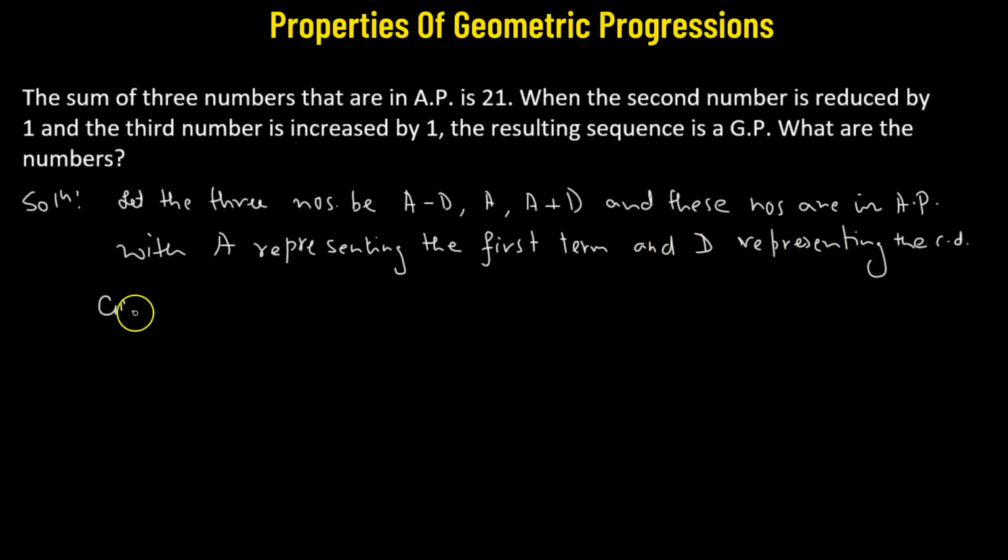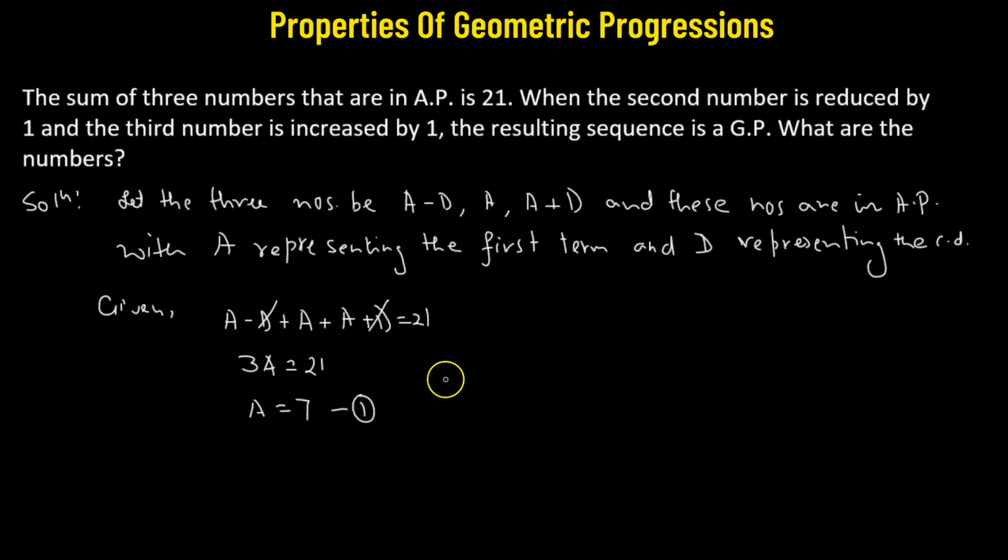It's given here that the sum is 21, so that means A minus D plus A plus A plus D equals 21. Here D and D get cancelled, so we have 3A equals 21. So A will be equal to 21 over 3, so that's 7. Let's label this as number 1. So we've obtained the value of A, that's 7.